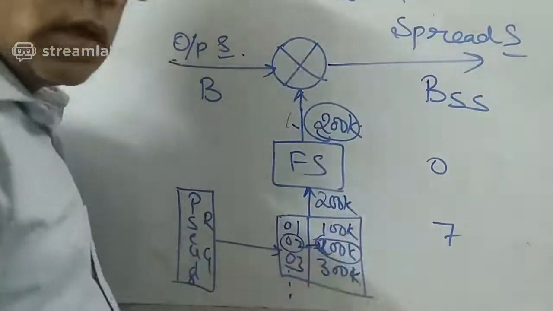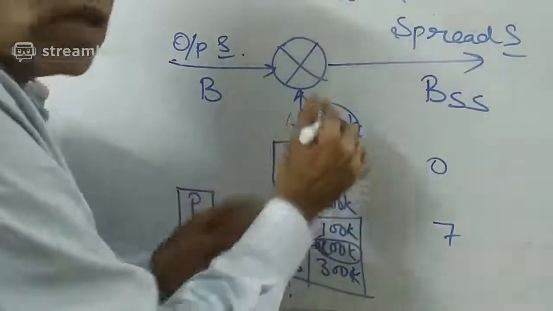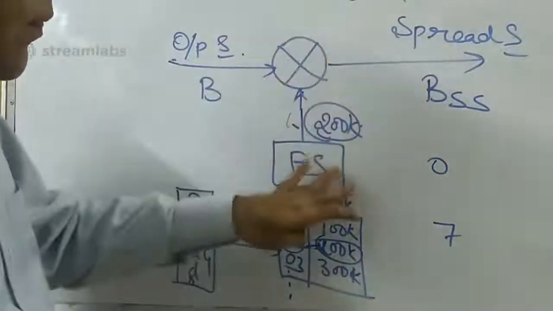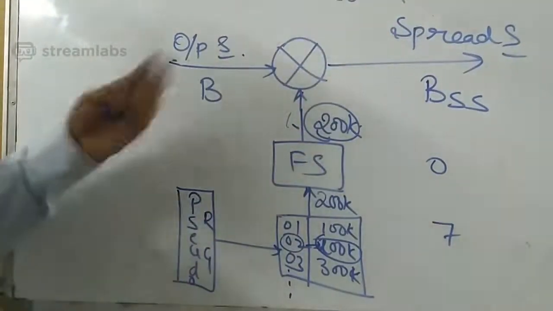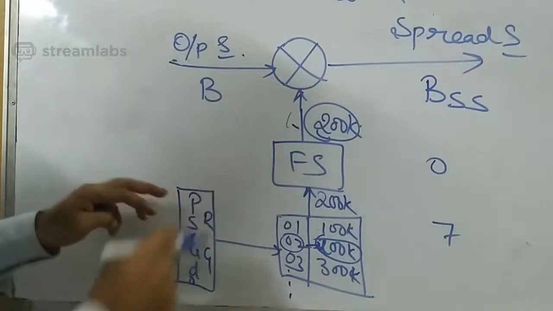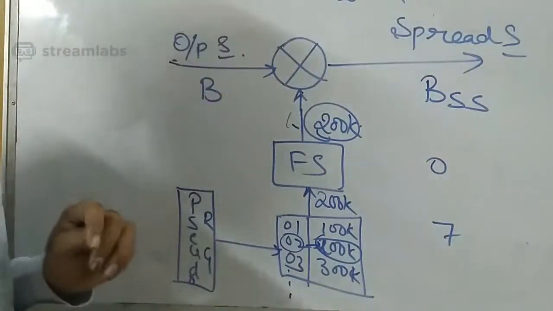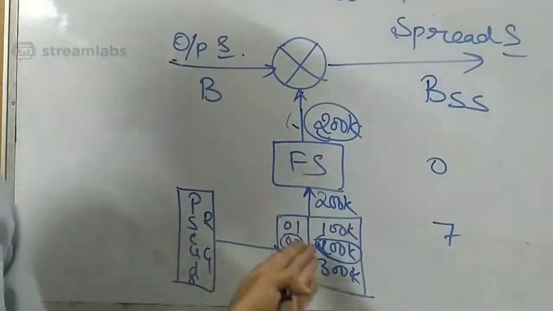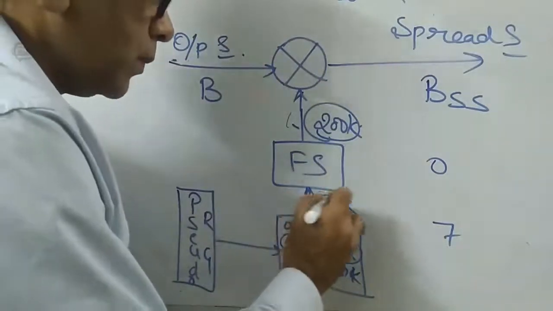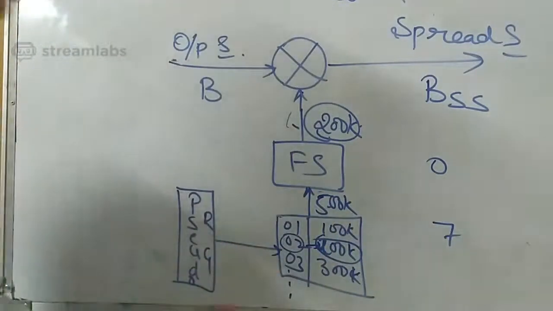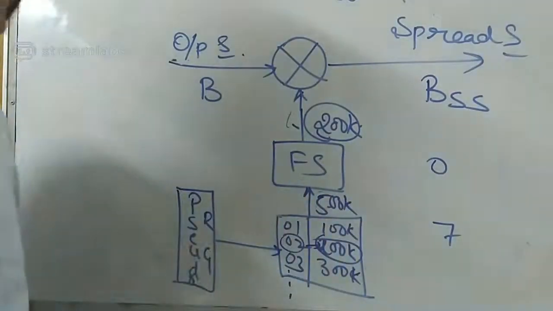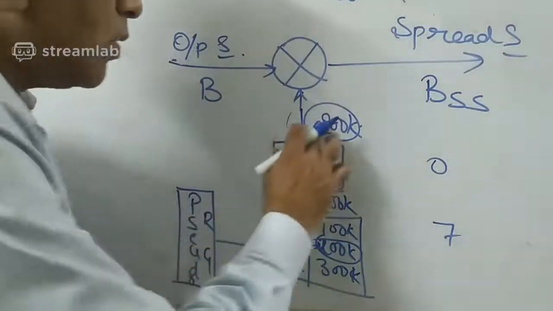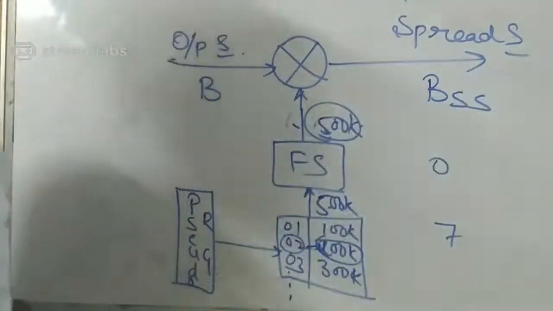Now what happens? Say this is the action that happened at t1 seconds. For a duration of t1 seconds, it has generated a 200k carrier. But after t1 seconds are completed, the pseudo random generator generates a new number that picks another frequency. Say for example it is 5, so 500k will be picked from the table and inputted to the frequency synthesizer. Now the frequency synthesizer will generate a 500k carrier.